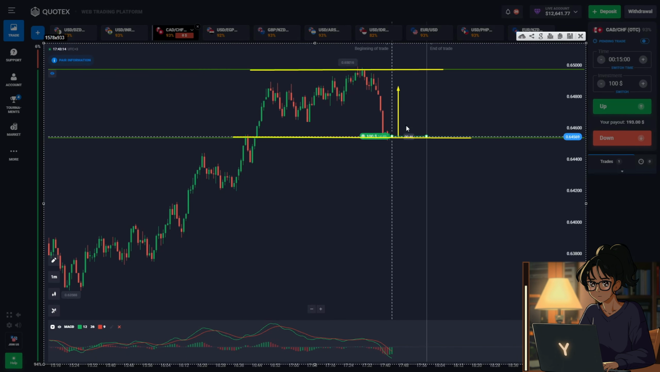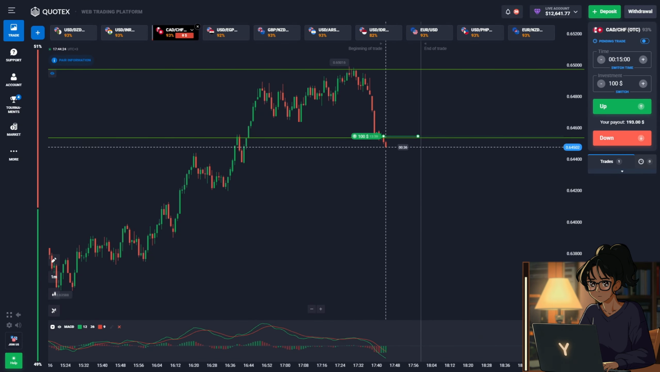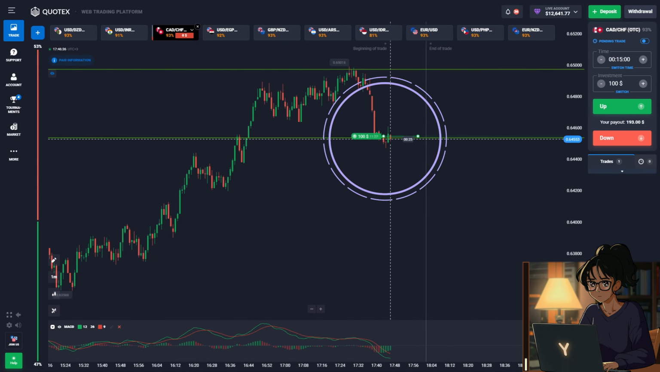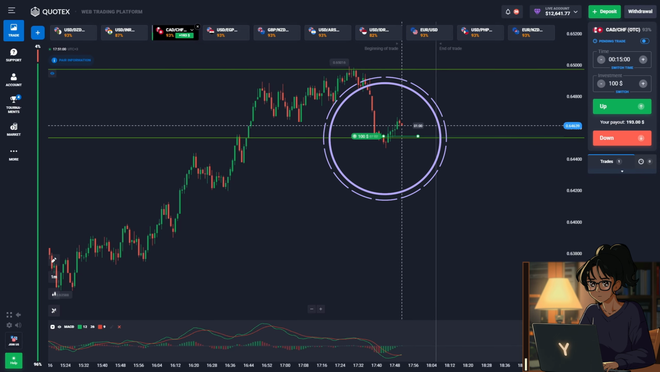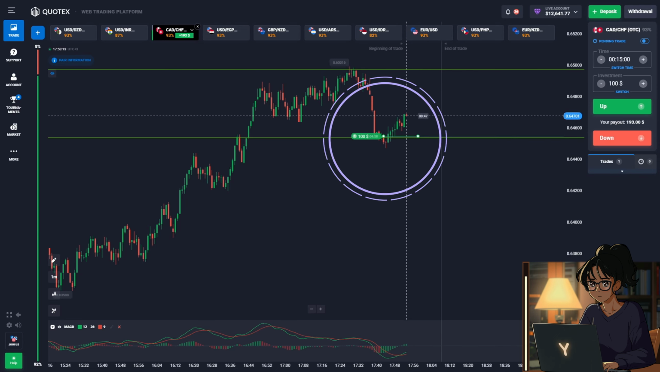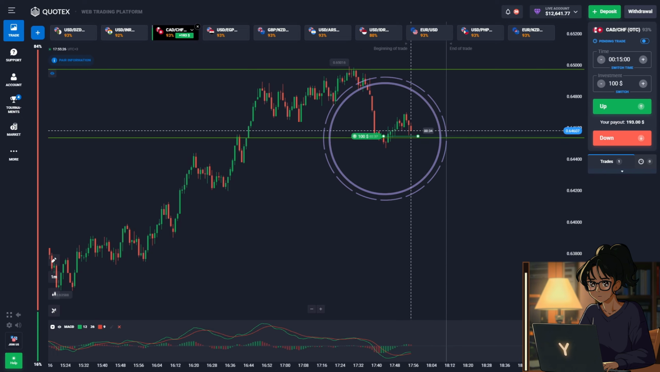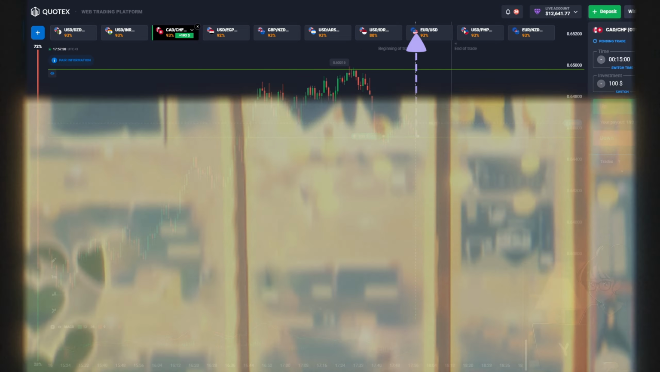Ideally, it should pull back to the trend line, support and resistance zones, or a previous reaction level. When that happens, the chart often slows down. The candles shorten, smaller bodies, long wicks, or a little consolidation. Those are signs that the pullback is ending and price is getting ready to move again.